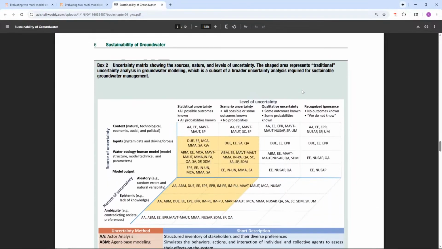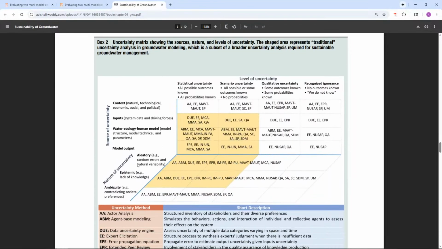See here, uncertainty analysis. So here, nature of uncertainty. It could be aleatory, like random errors. It could be epistemic, lack of knowledge, or it could be ambiguity, contradicting societal preferences. So that's also a source of uncertainty. You have different societal preferences; sometimes they are in agreement, sometimes they are contradicting. They are a conflict of interest. So these are the nature of my uncertainty.